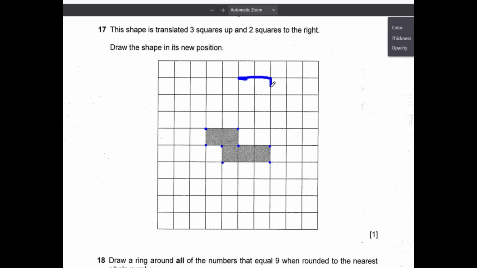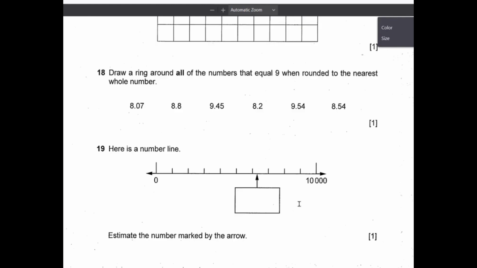I go then 1 down. Then I go 2 to the right again. Then I go 1 down again. Then I keep going on 3. Then I go up. Then I'm finishing my shape. It is here. This is my shape after I translate it from here to here. And that's it. Let's go to the questions after.